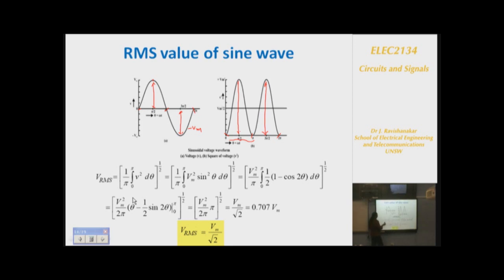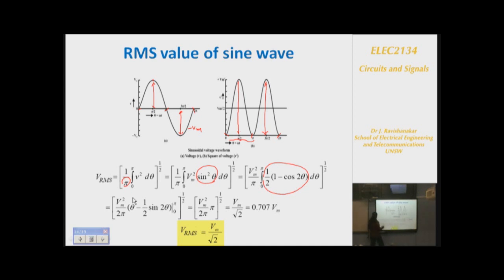So the time period is pi, so 1 by pi integral 0 to pi v squared d theta. What is v? v is once again Vm sin theta. We can either keep it as theta or omega t, both are the same. So 0 to pi Vm squared sin squared theta d theta, whole power half, because it is the square root of that value. So Vm squared you take outside, and sin squared theta can be represented as 1 minus cos 2 theta divided by 2.